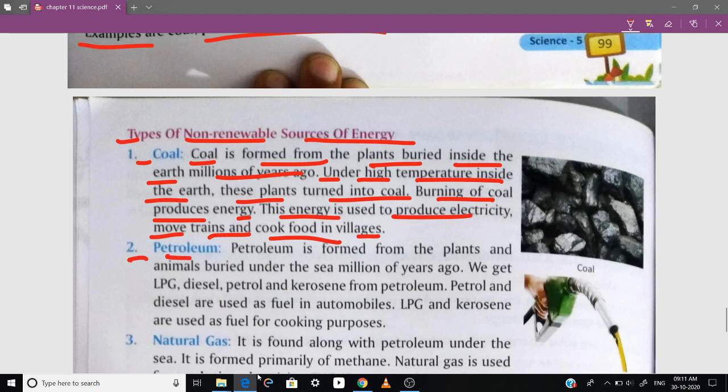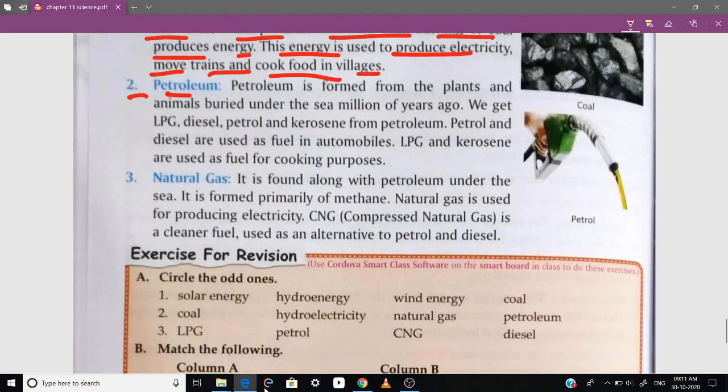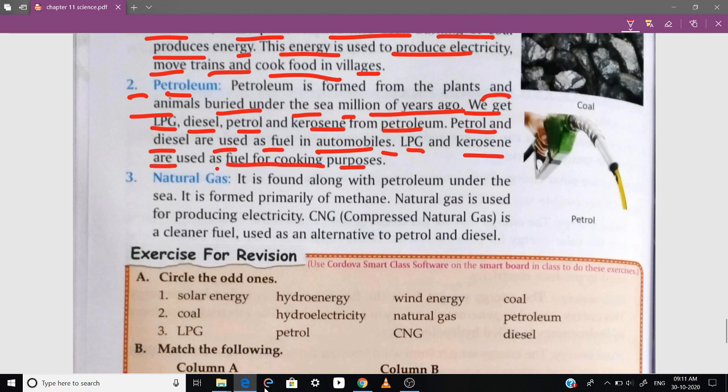Now, the second type of non-renewable source of energy is petroleum. Okay, so what is petroleum? Petroleum is formed from plants and animals buried under the sea millions of years ago. We get LPG, diesel, petrol, and kerosene from petroleum. Petrol and diesel are used as fuel in automobiles. LPG and kerosene are used as fuels for cooking purposes.